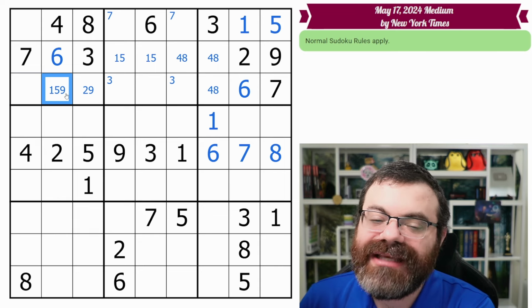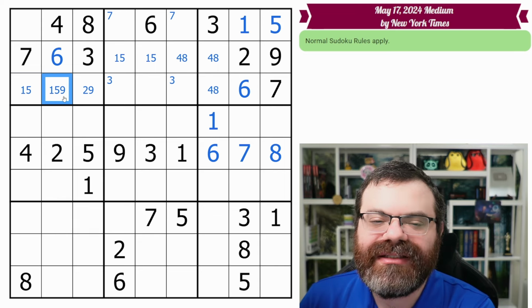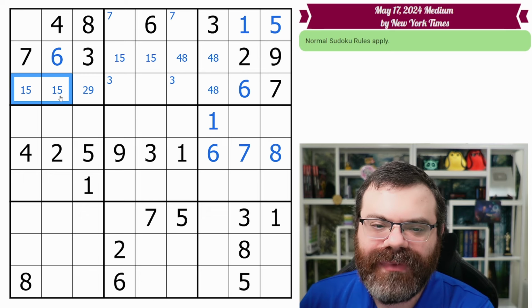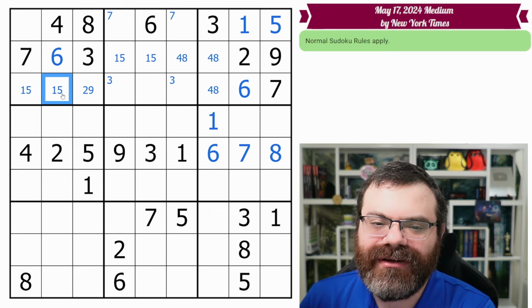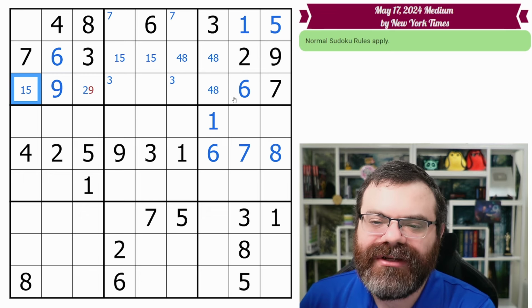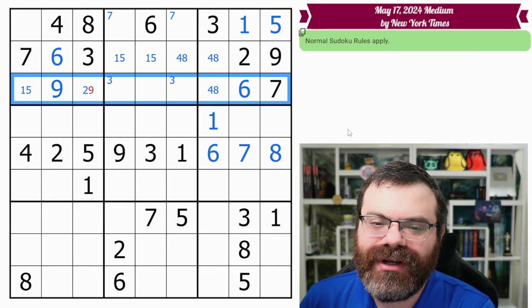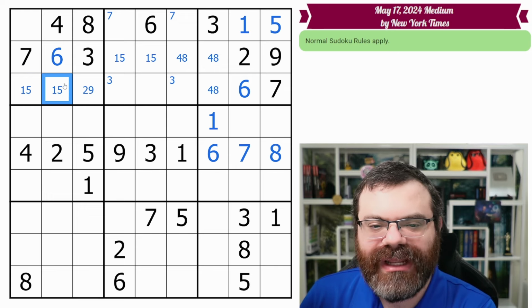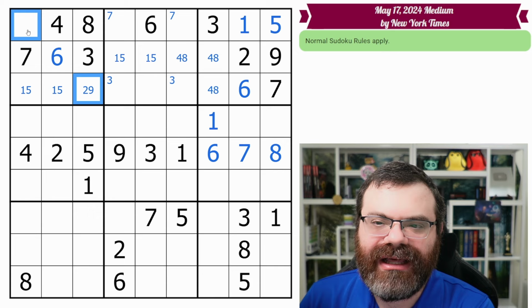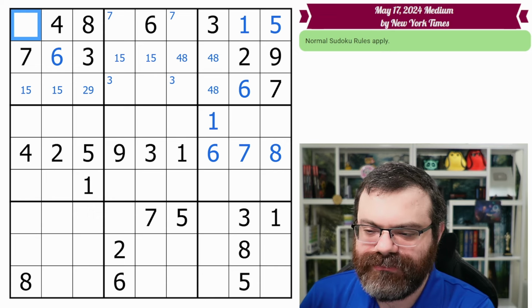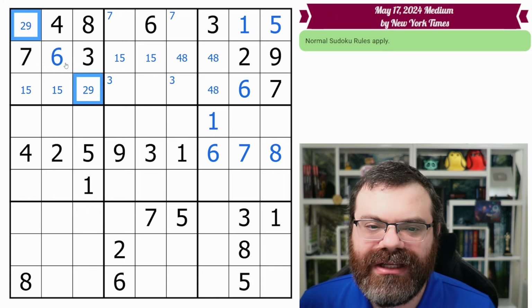And so that means that this can't be 9. This is only 1-5, and this is only 1-5, so it can't be 9 because we need to put 1 and 5 here. If we tried to put a 9 here, we wouldn't be able to fit both 1 and 5 in the box or in this row, and that's no good. So that's 1-5, and that leaves 2-9 behind. So these are 2-9. Oops, meant to center mark that. These are 2-9. So we end up with this 2-9 pair.